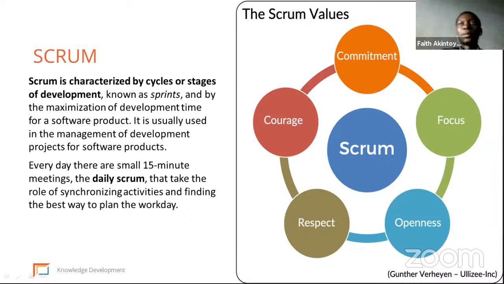Maybe it's a landmark project. Maybe you have a vision 2030 in mind, or a vision 2040 in mind. As far as that project is concerned, you break the project's phases into stages. Those stages are what you call sprints, and Scrum ensures that it maximizes that entire span of time in order to bring forth that exact software product in the mind of the customer. It is usually used in the management of development projects for software products.